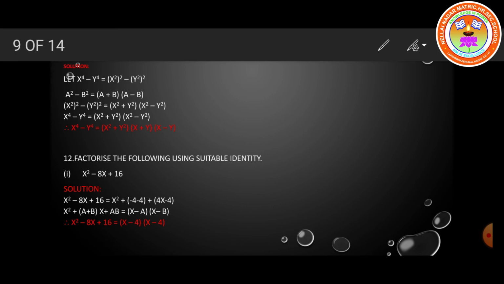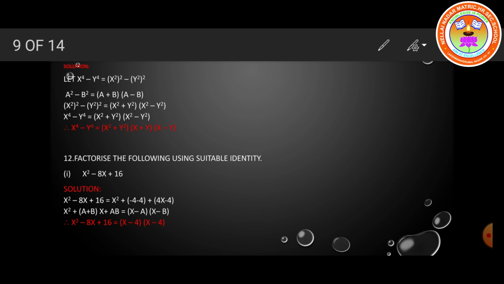Then using that formula, (x plus a) into (x plus b) is equal to x square plus (a plus b) x plus ab. That is x square plus (minus 4 plus minus 4) x plus, minus 4 into minus 4. The answer using the identity is (x minus 4) into (x minus 4). Can you understand?